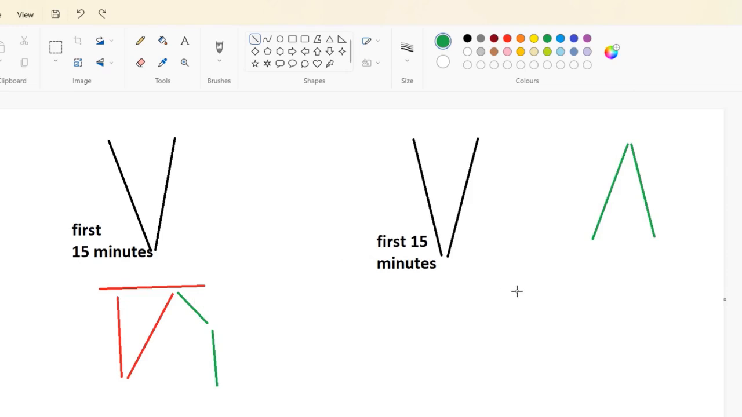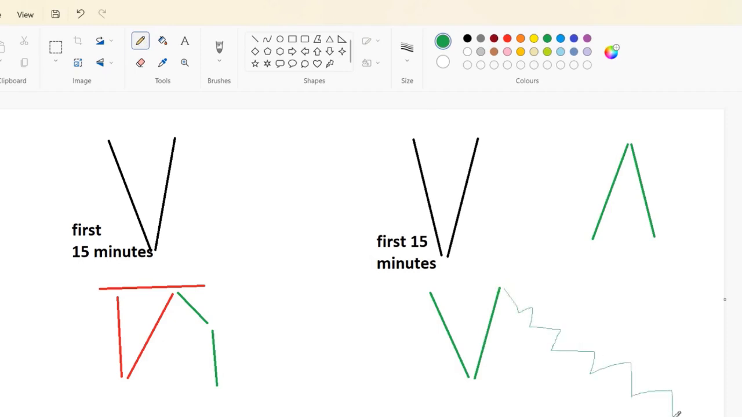But this is one pattern. This is another V shape. Okay, this V shape, it's a drop and uptrend, but then a zigzag down.